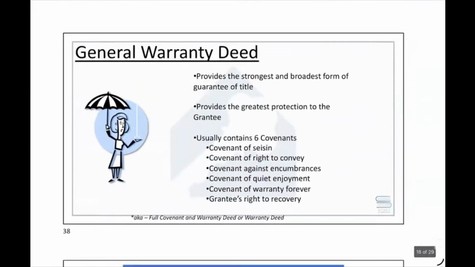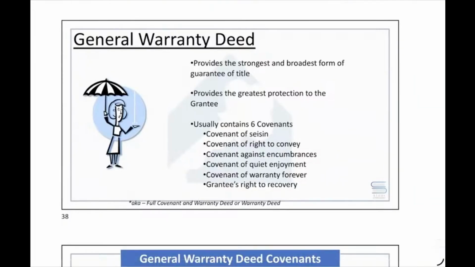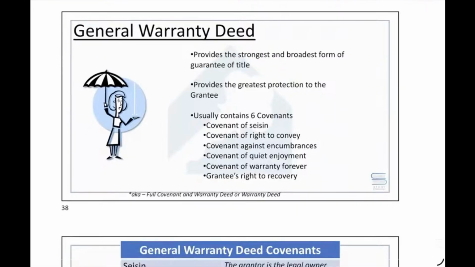All right, we know that you all know that there are different types of deeds. Again, I'm not gonna go into depth on this one. We know a general warranty deed is the strongest type of deed because it gives you protection and it has 6 covenants. The covenant of seisin, the covenant of right to convey, the covenant against encumbrances, the covenant of quiet enjoyment, the covenant of warranty forever, or the grantee's right to recovery.